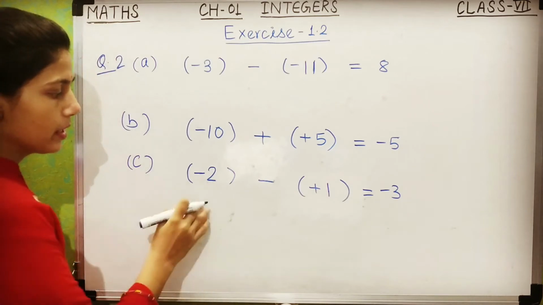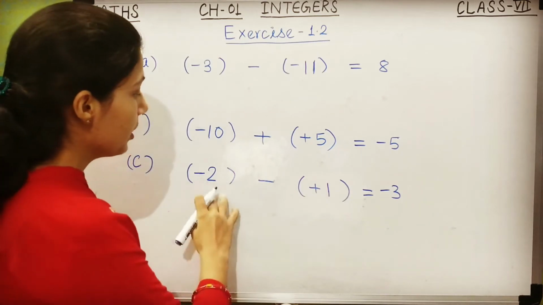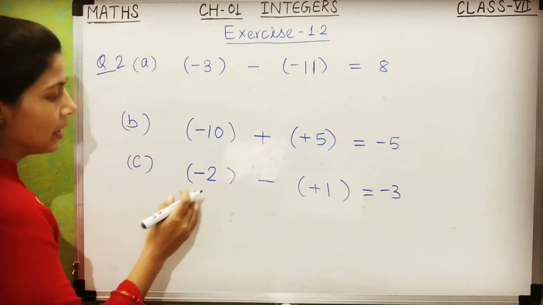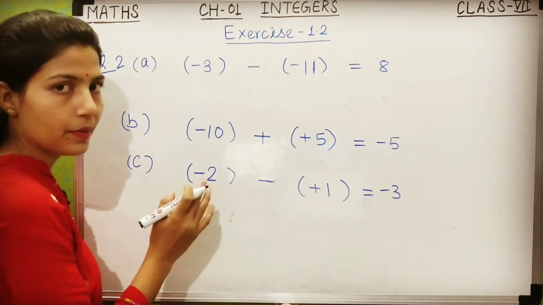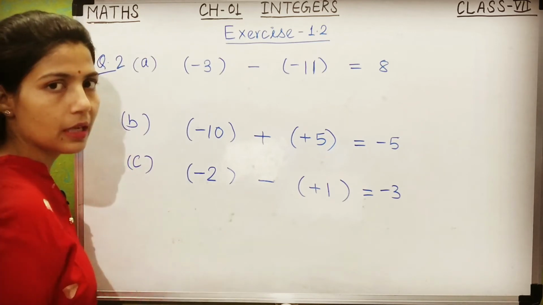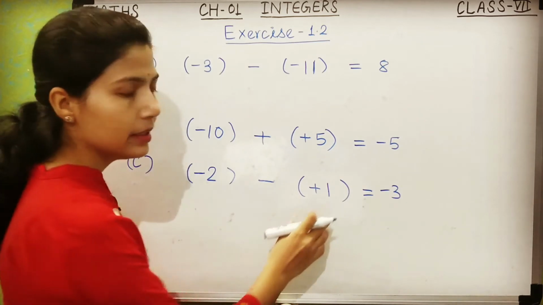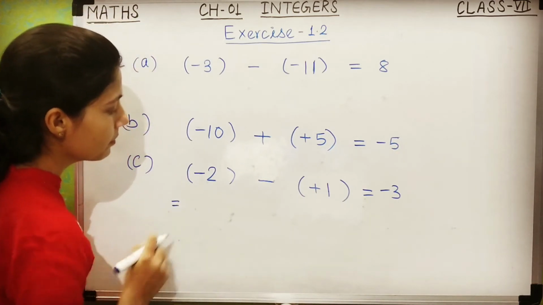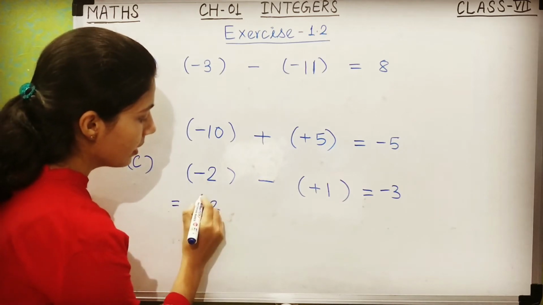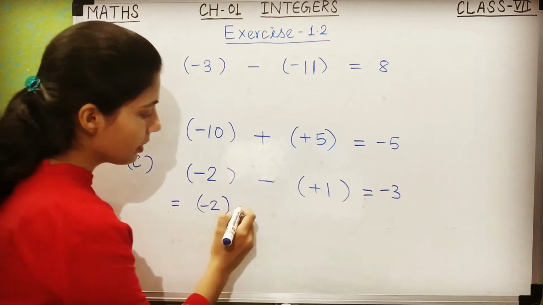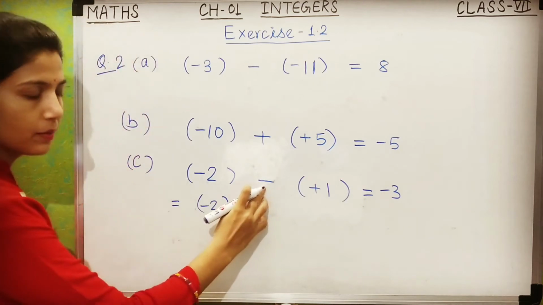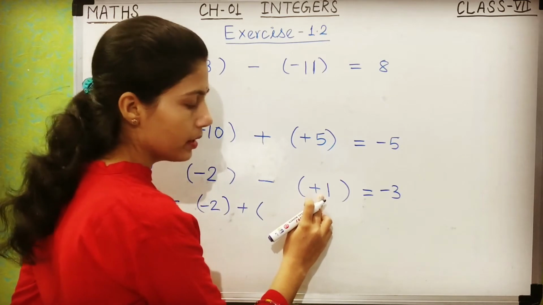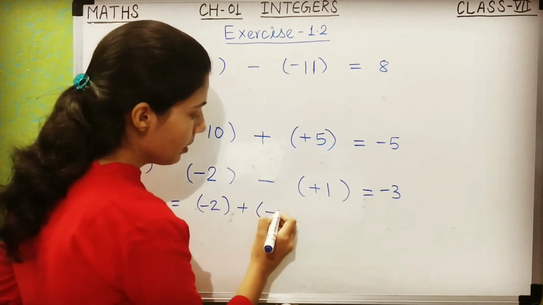Now we will check it. If we put these integers accordingly, so are we right? According to the rules of subtraction, if we want to change this subtraction sign into addition, we put the second integer as its additive inverse. So we will do the same here. -2 as it is, first integer as it is, then put addition sign in place of this and write the additive inverse of second integer, that is +1 here. So additive inverse of +1 will be -1.